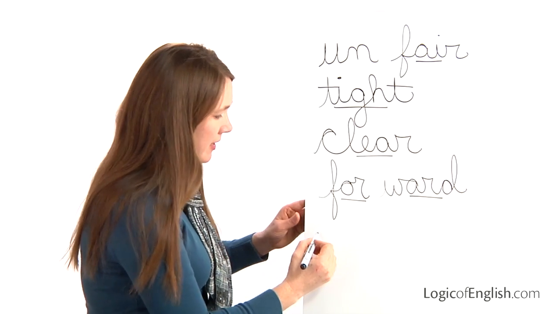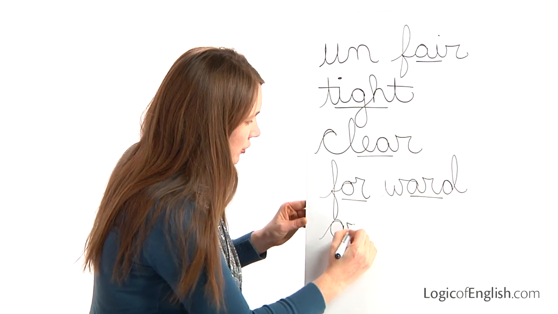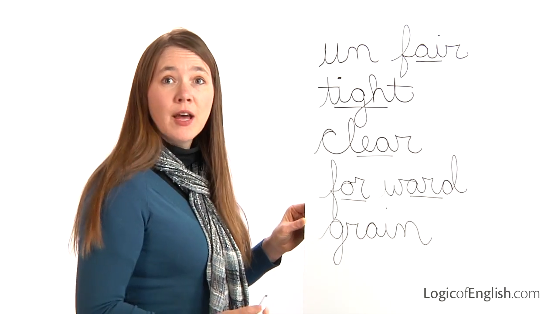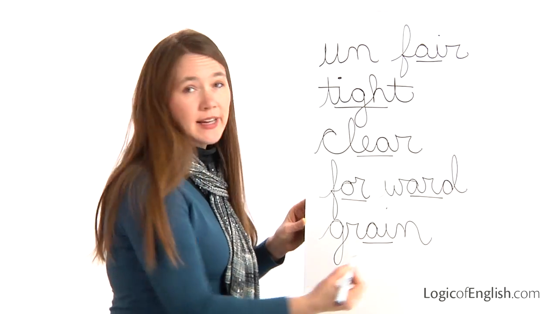And now help me to write it. G, A, N. And how will we mark it? We'll underline the A. The next word is alarm. Her alarm did not go off this morning.